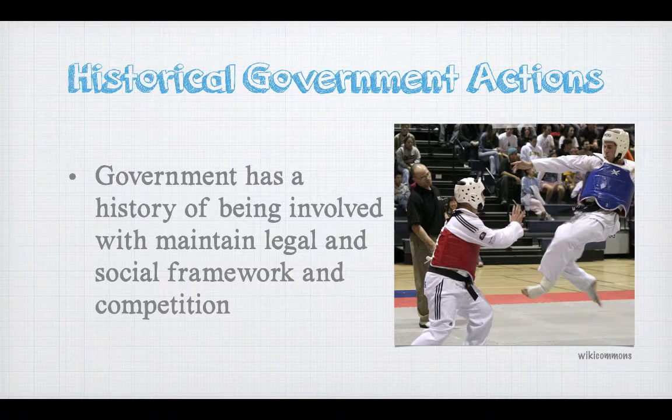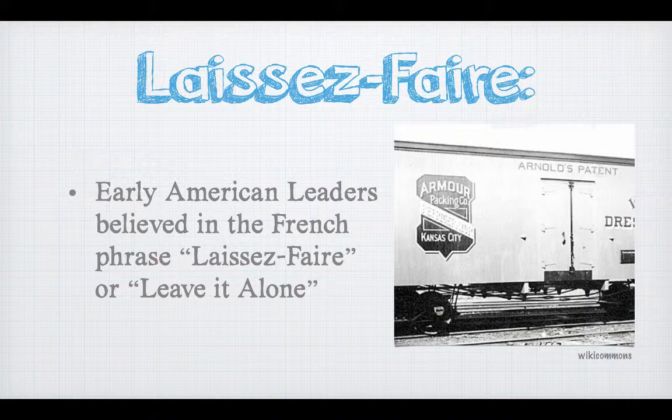All right. So we get involved to maintain legal framework and social framework and competition. It's just what the government's going to do. When our nation was founded, we believed in this idea of laissez-faire. Laissez-faire was the idea that came from the French that basically means leave it alone. The government did not want to be involved in the economy.